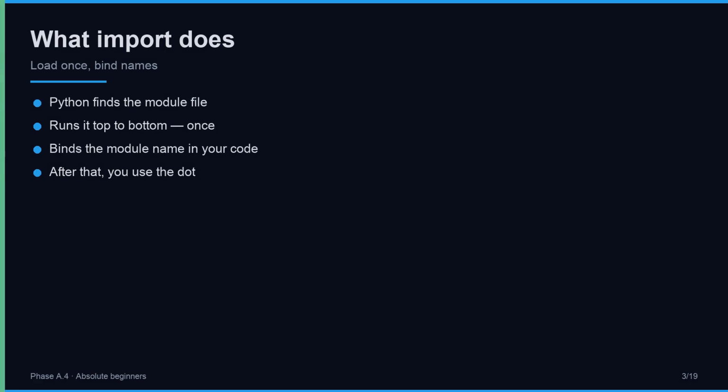Python finds the math module. It is part of the standard library, so Python already knows where it lives. Python runs the module top to bottom, exactly once. Then Python binds the name math in your code, so you can reach everything inside that module by writing math.something. Load once, bind the name, use the dot. That is the whole job of import.